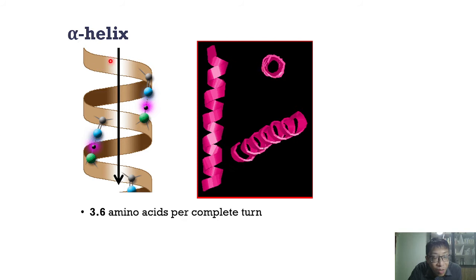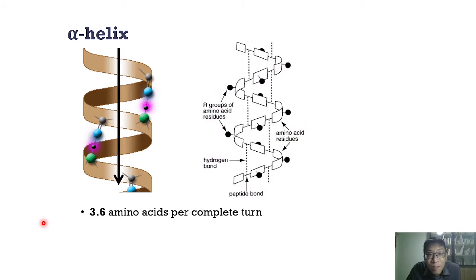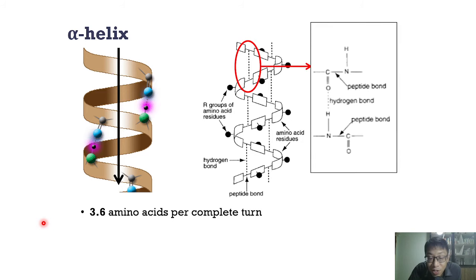Each turn of the alpha helix consists of around 3.6 amino acids. So this is quite regular. The alpha helix is not some random coil. It is quite a standard way for the segments of the polypeptide to coil. So all alpha helices would have the same measurement, the same properties: 3.6 amino acids per turn, and hydrogen bonds forming between the nth and n plus 4 amino acid. The hydrogen bonds are between the CO and NH, which we have mentioned already.